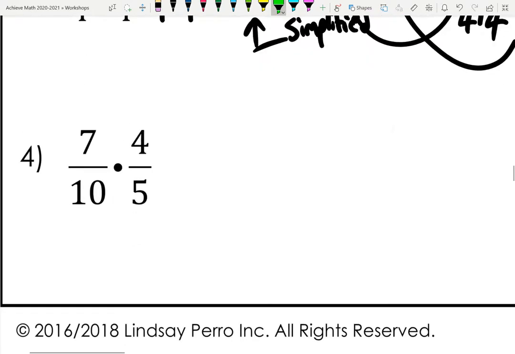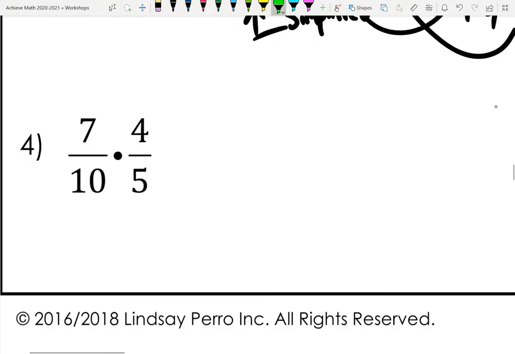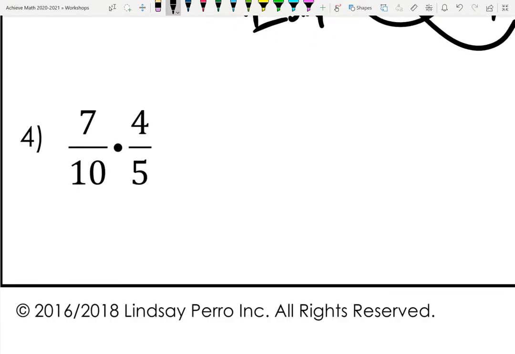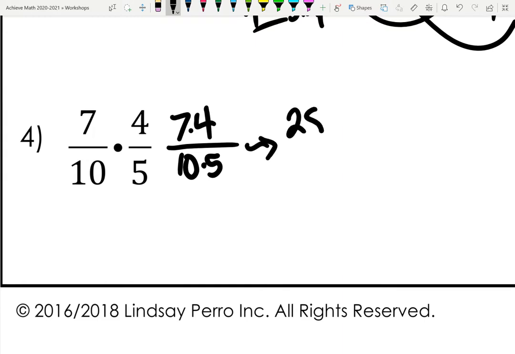Number 4. So let's go ahead and look at this guy. I'm going to multiply it out. This is going to be 7 times 4, 10 times 5. I can look at my list of multiples, but this is going to be 28 over 50. Now 28 over 50, I'm going to have to reduce.